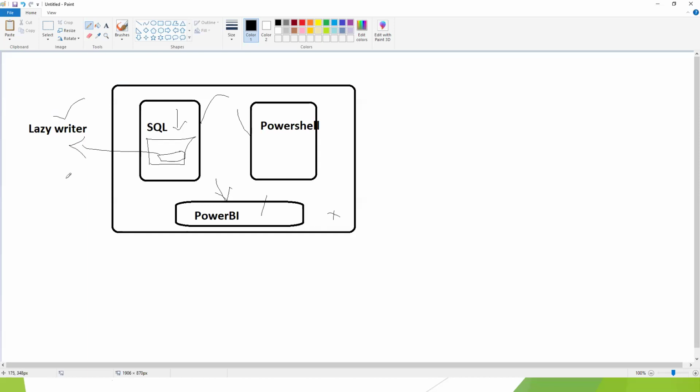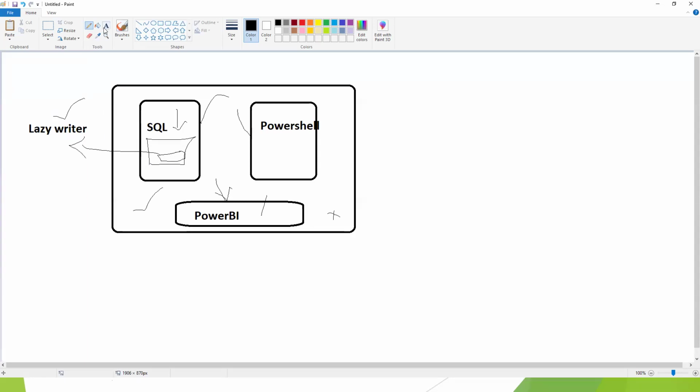The lazy writer will respond to memory pressure or requests, whether external or internal, and it will release or remove the pages from the buffer pool or the data cache, right?